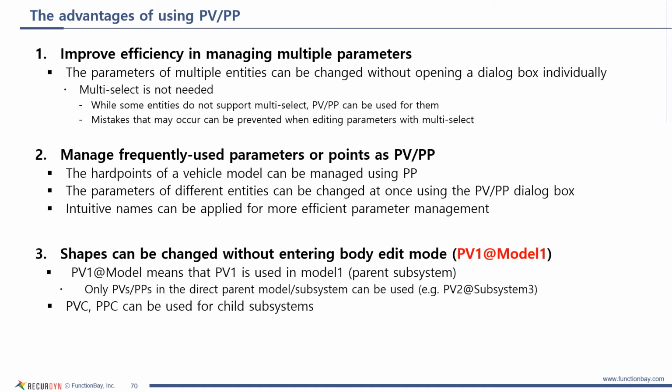In RecurDyn, in order to edit the body's radius, the box's length, or others, you must enter the body edit mode one by one. However, using PV and PP lets you edit them without entering the body edit mode. I showed the demo in the previous demo video. The input such as PV1 at Model 1 was used in the demo. However, PV and PP in the different subsystems cannot be used in this way. In this case, you had better use Parametric Connector, which will be explained later.